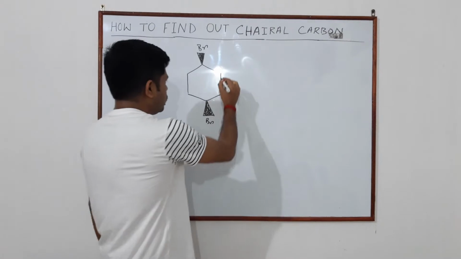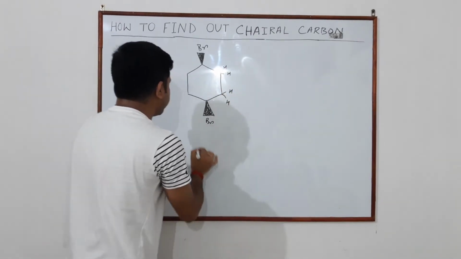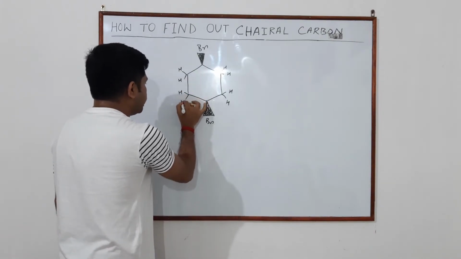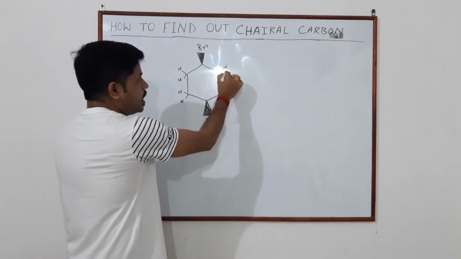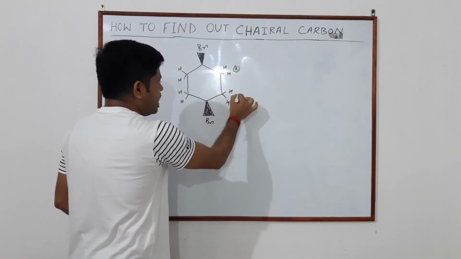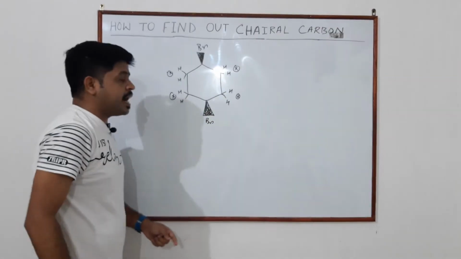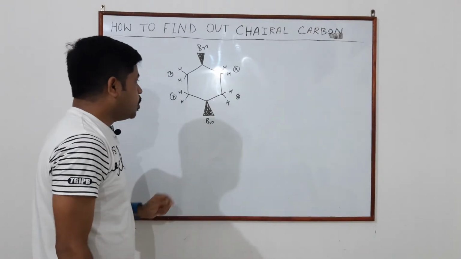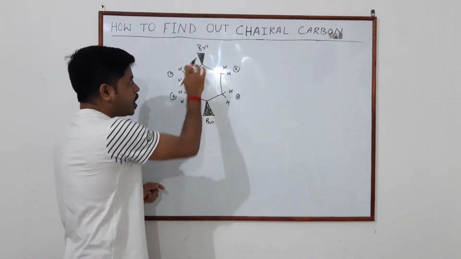If you observe, this carbon is attached with 2 hydrogens, this carbon is attached with 2 hydrogens, this carbon is attached with 2 hydrogens, and this carbon is also attached with 2 hydrogens. These carbons can never be chiral due to the presence of the 2 same hydrogen atoms. So now we will check whether these 2 carbons are chiral or not.